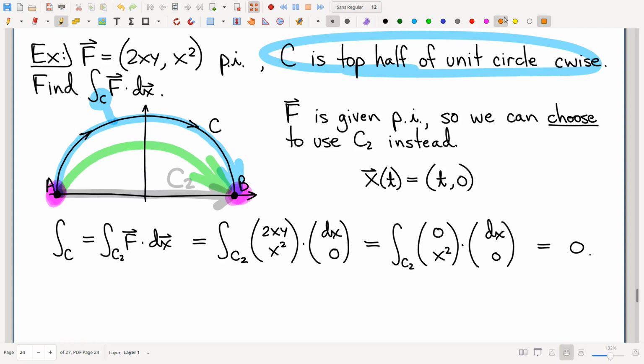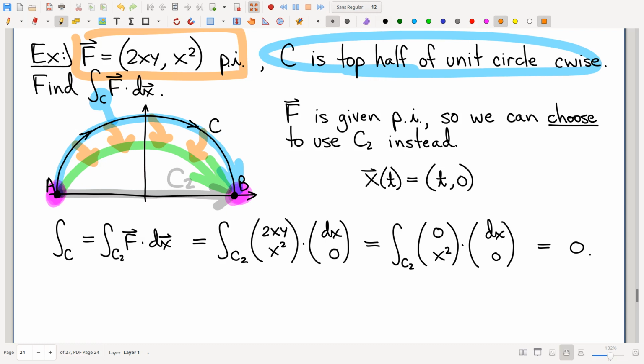Right? Because I have that the vector field is path independent. That means that I can switch. I can say phooey on the blue curve. I'm going to use the green curve instead. It's got the same start and end. Path independence tells us that those two curves therefore give me the same line integral. I think I'll do this computation on the green curve instead of the blue curve.